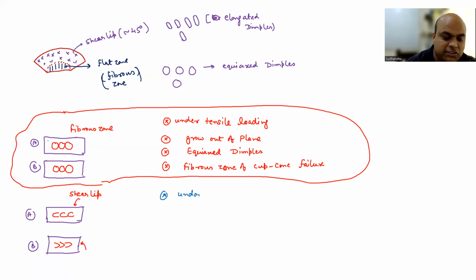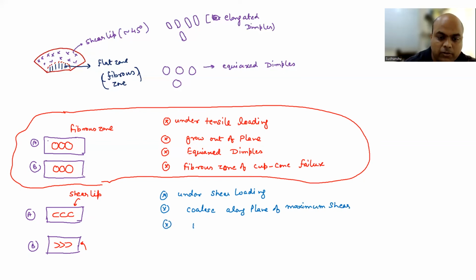Now the second one, under predominantly shear loading. So shear lip is forming because of shear loading, right? So the voids are going to coalesce along the plane of maximum shear, which is 45 degree. Okay. So this leads to elongated dimples.